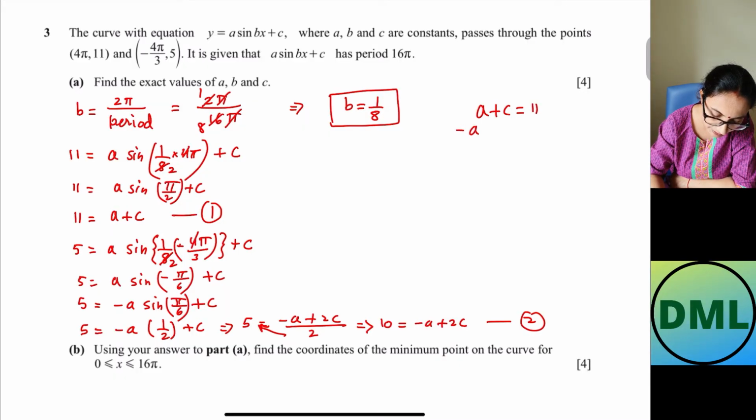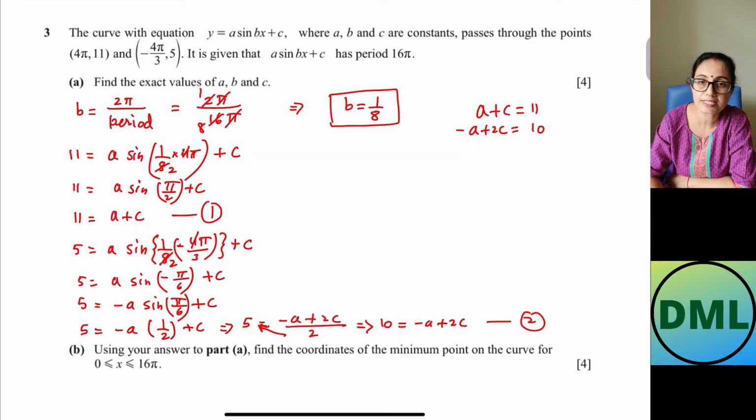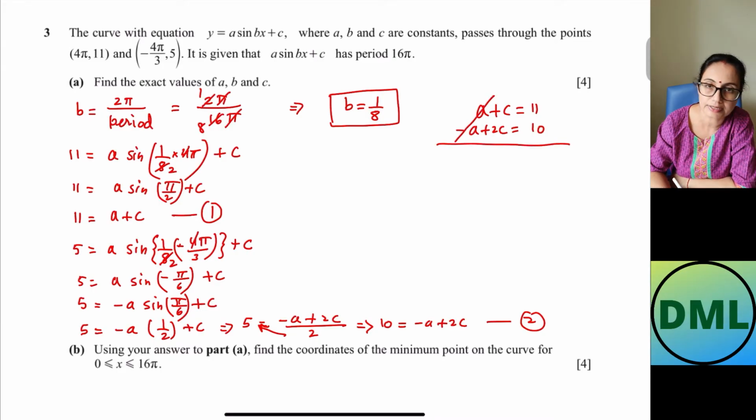The second equation is minus a plus 2c is equal to 10. The sign of a is positive in one equation and negative in the other. That means if I simply add my equations, I can cancel it out. Let's add the equations. It will just cancel it out.